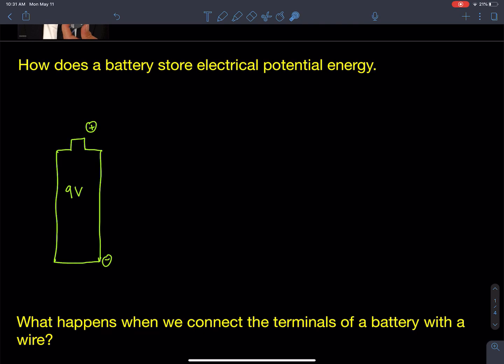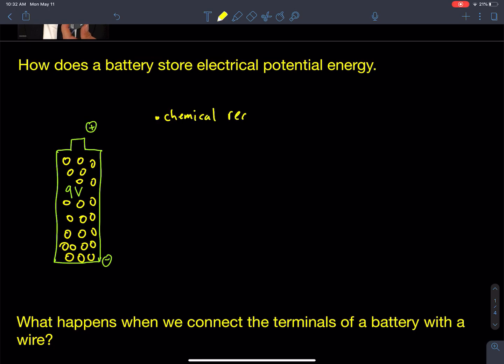So the first question I want to talk about is, how does a battery store electrical potential energy? Remember, electrical potential energy is the work done to move charge in an electric field. Naturally, what I would have is atoms inside of that battery. We can imagine these little circular atoms inside of that battery. This isn't 100% true, but we can imagine all those atoms are neutral and they all have protons and electrons. What has to happen is the battery uses a chemical reaction.